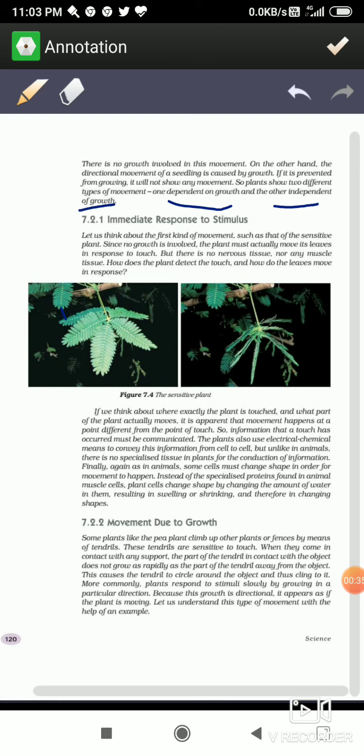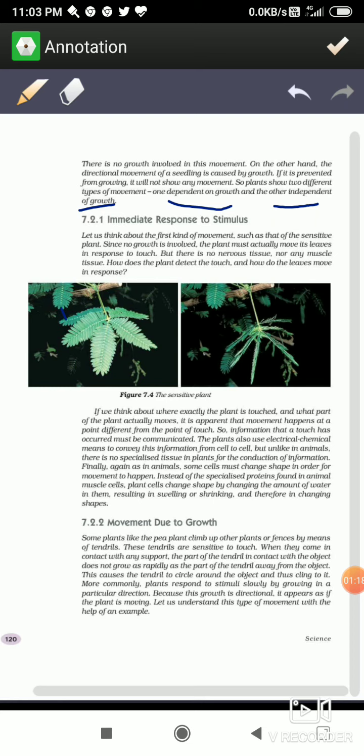In this context, we have discussed growth independent movement, which is clearly shown by a plant known as touch-me-not plant or Mimosa pudica, which shows movement on touch as it folds up and droops its leaves. And do you know how it happens? Because plant cells change shape by changing the amount of water in them, which results in swelling or shrinking. That's how the leaves of that plant fold up or droop.